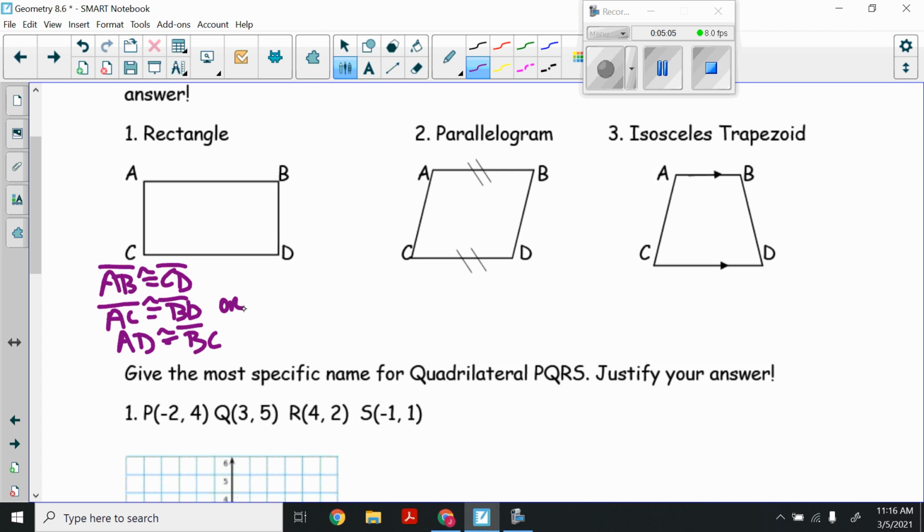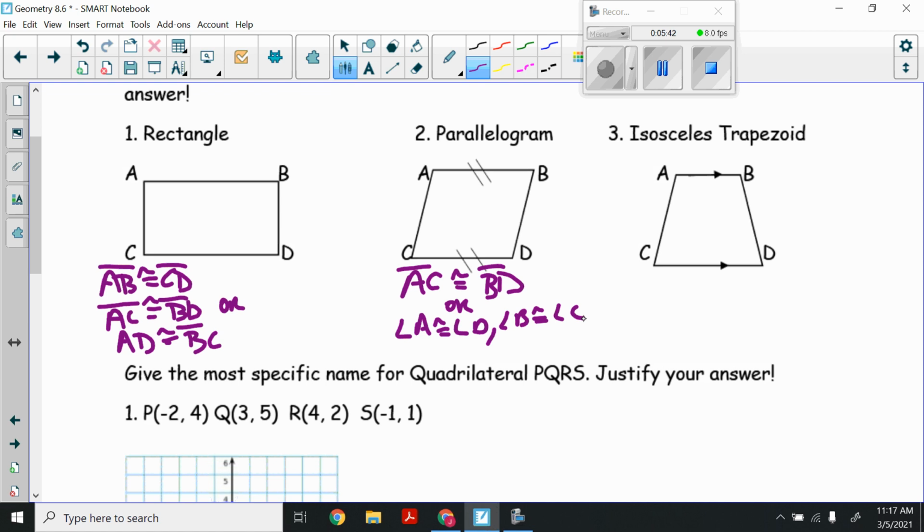Number 2, a parallelogram. I have that AB is congruent to CD, okay? So I would need to then know that AC was congruent to BD. That would give me opposite sides congruent, or I would need to know that my opposite angles are congruent. So I would need angle A congruent to angle D and angle B congruent to angle C. Either of those would give me enough information to say it's a parallelogram.